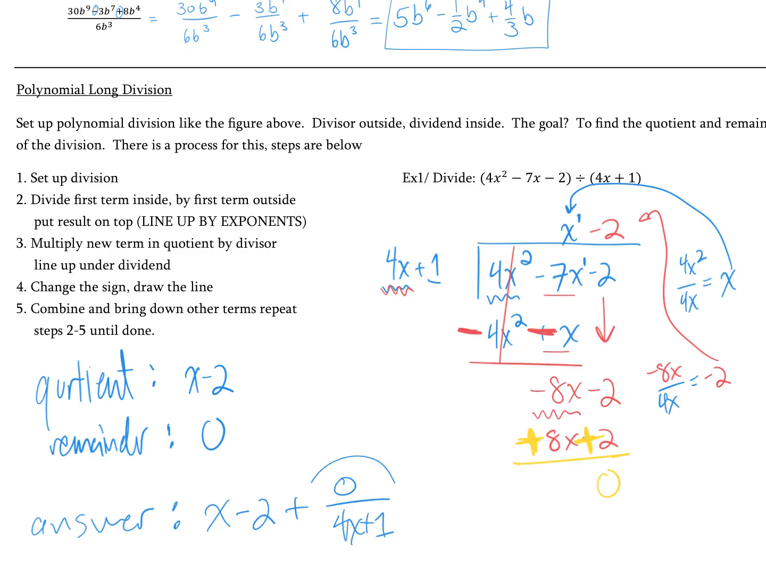Now it's silly to write this last remainder. Whenever the remainder is 0, 0 over anything is just 0, so we don't really need to write it, but here we are.